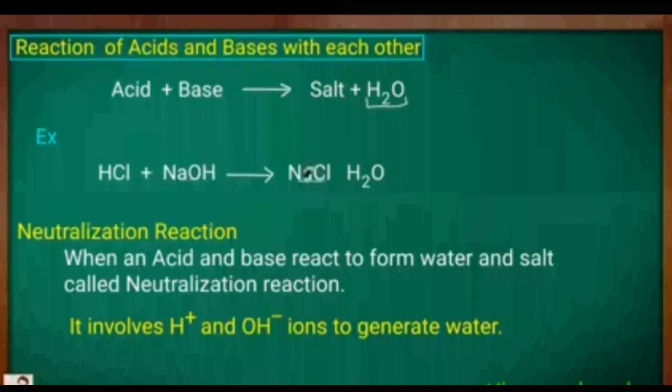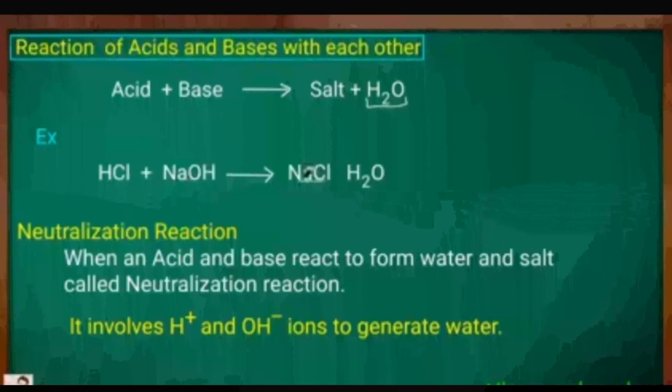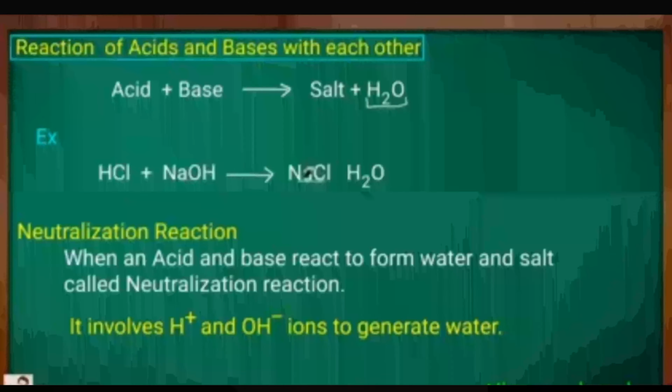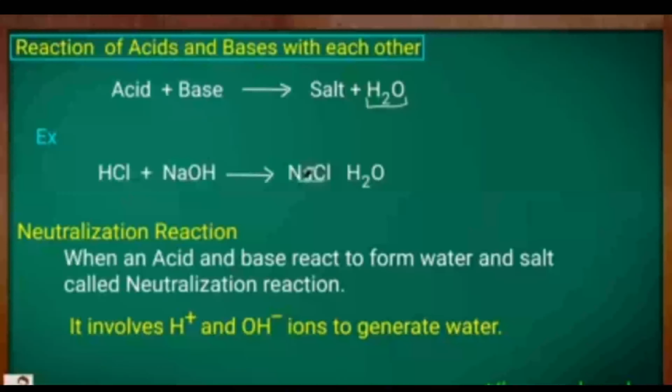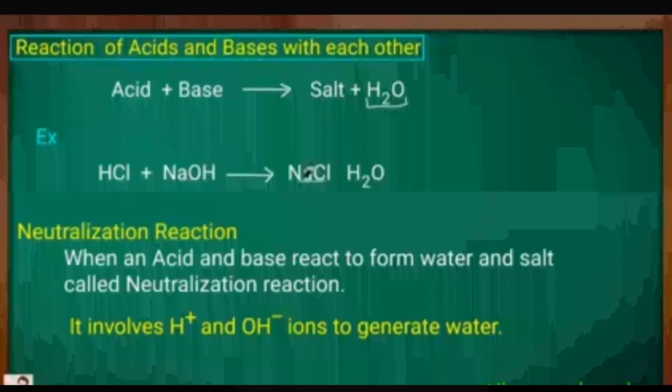Acid means HCl, this is hydrochloric acid. Base means NaOH, this is sodium hydroxide. When HCl reacts with NaOH, then NaCl, this is salt, along with water is formed. It is the reaction of both acid and base. In this reaction, salt is obtained along with water.